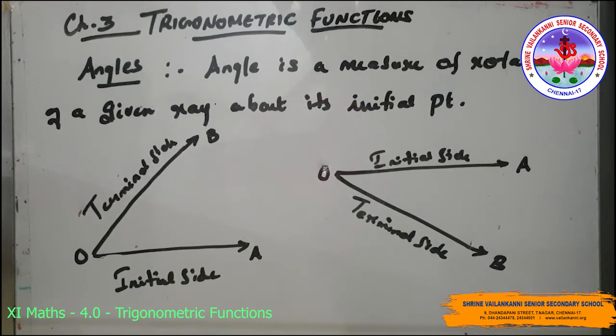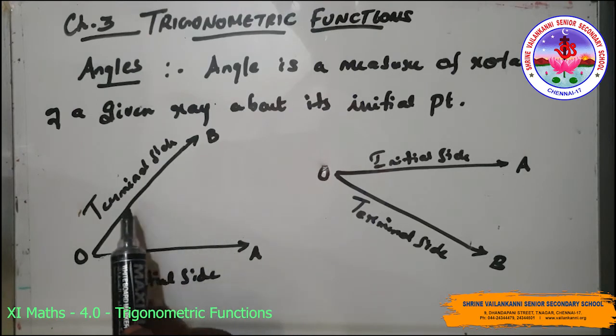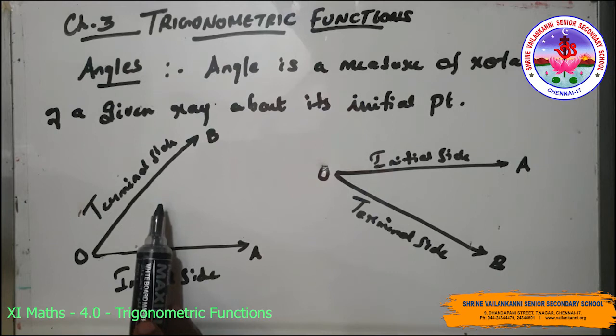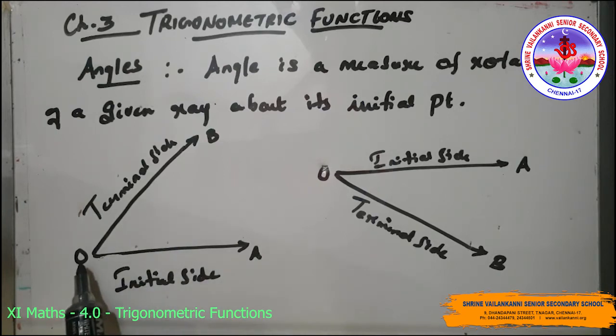Angles. So what is an angle? Angle is a measure of rotation of a given ray about its initial point. The original ray is called the initial side, and the final position of the ray after rotation is called the terminal side of the angle. The point of rotation is called the vertex.